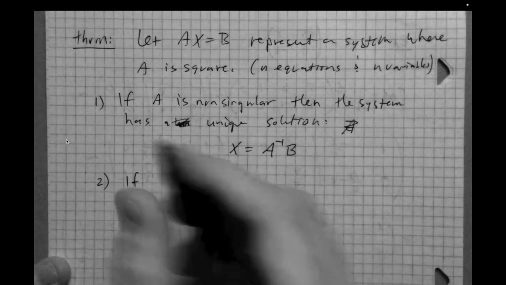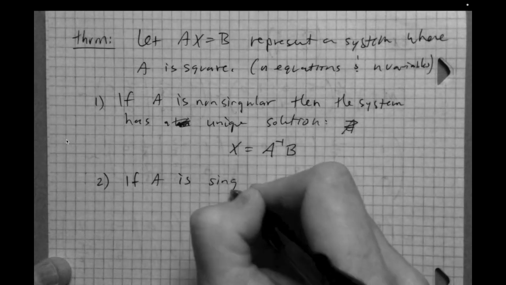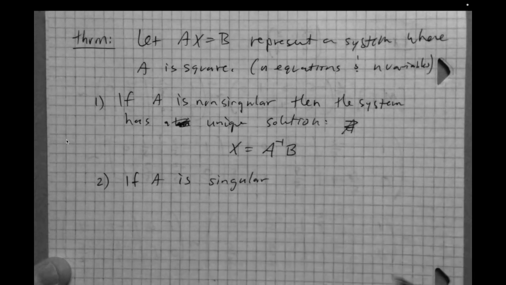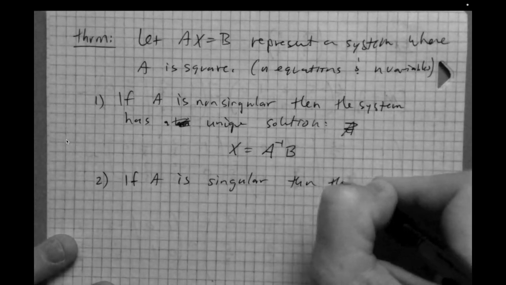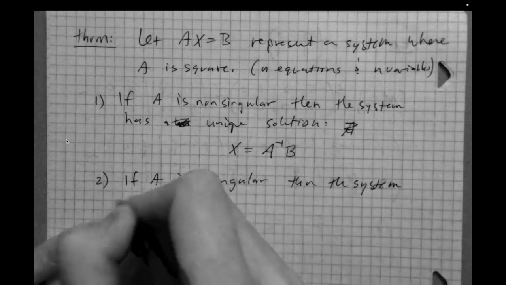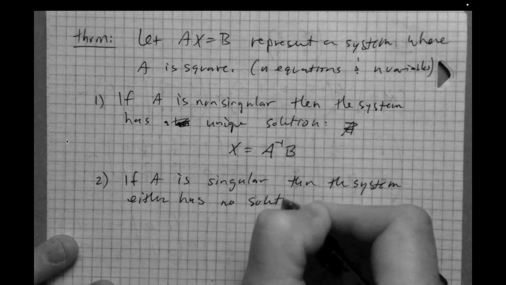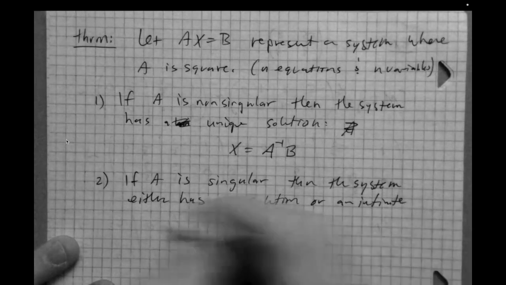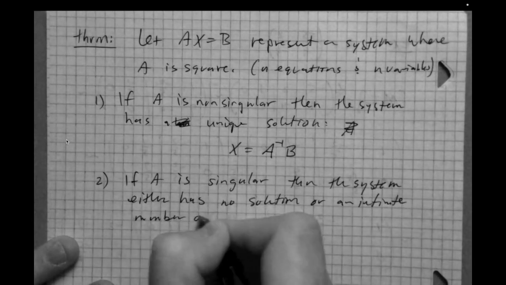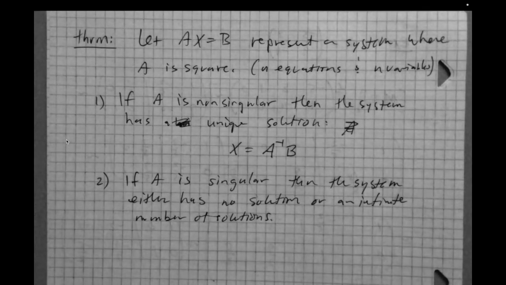And the second item is if A is singular. Non-singular up top; if instead it's singular, then the system either has no solutions or an infinite number of solutions. Okay, no problem there. That seems to probably make sense too.